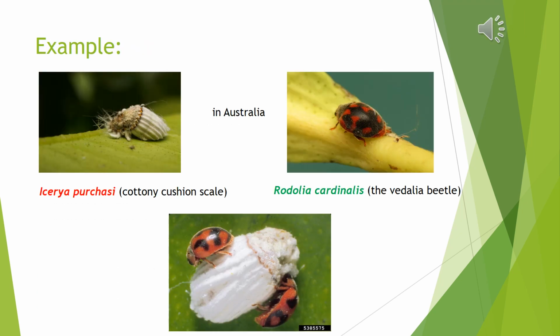One of the earliest successes was in controlling Icerya purchasi, also called cottony cushion scale. This is an insect that feeds on more than 65 families of woody plants. It was controlled in Australia using a predatory insect, Rodolia cardinalis, which is a type of beetle.